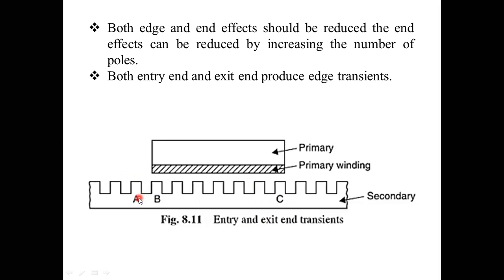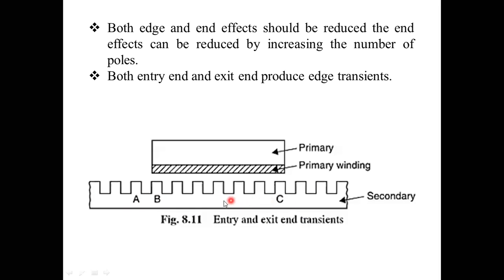It produces a traveling wave magnetic flux at a velocity Vs to the right side. Here the secondary is assumed to be moving at a velocity V in the same direction. The secondary is also moving in the same direction.